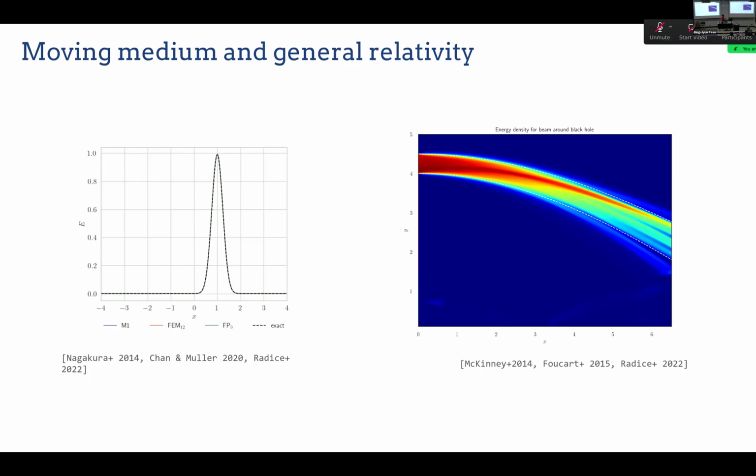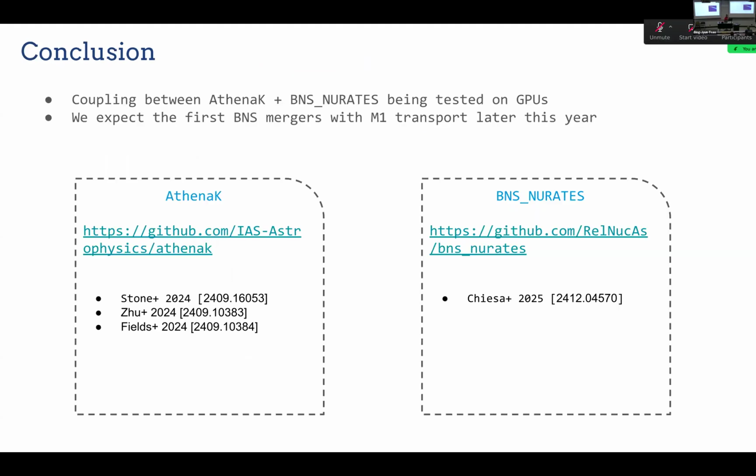So this is roughly all that I have now. I'm just going to probably end here. And so what we're currently doing now is we're coupling the M1 solver that we have in AthenaK with BNS new rates, and this is currently being tested on GPU-based machines. And once hopefully the coupling is done, we expect to do a BNS with an M1 type transport, hopefully sometime later this year on GPUs. So, thank you for listening.